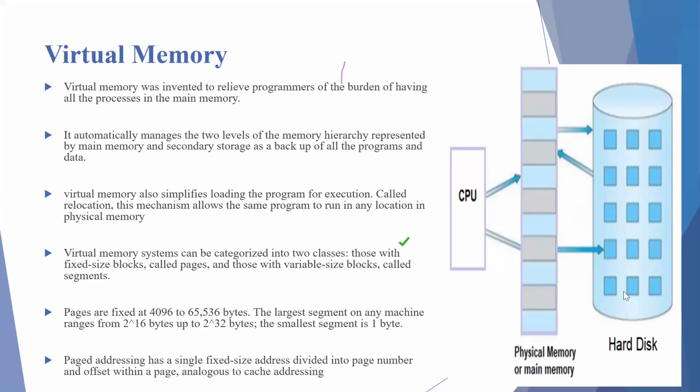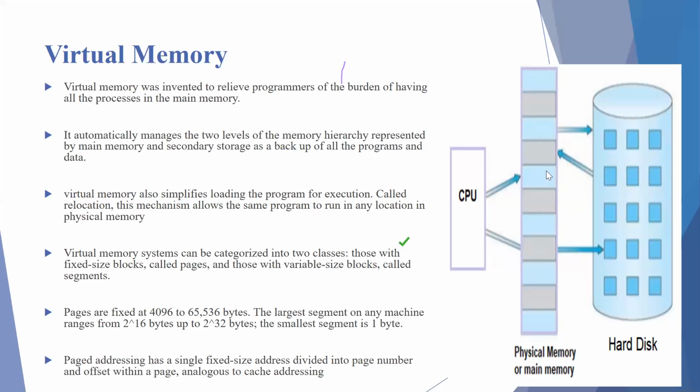And then all the virtual memory operations, everything is taken care of by what? Who takes care? The operating system. Yeah, it's not the hardware, it's the operating system. Cache is taken care of by the hardware. Okay. And then it automatically manages two levels of memory hierarchy, as I just explained, so I need not explain it again. Virtual memory also simplifies loading the program for execution, called relocation. This mechanism allows the same program to run in any location in the physical memory.